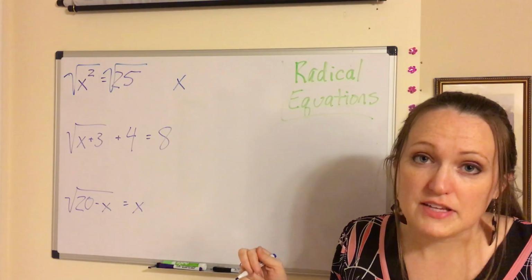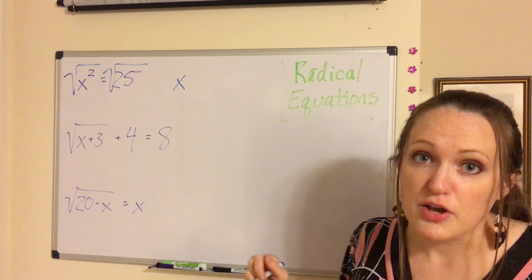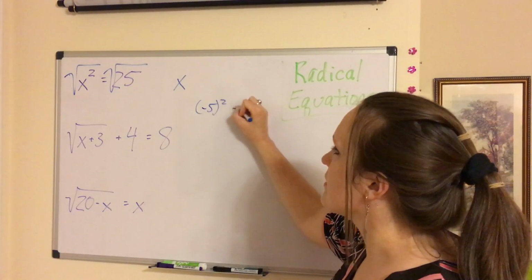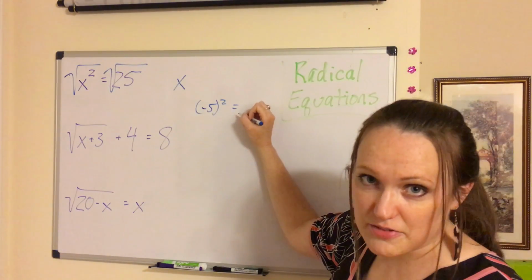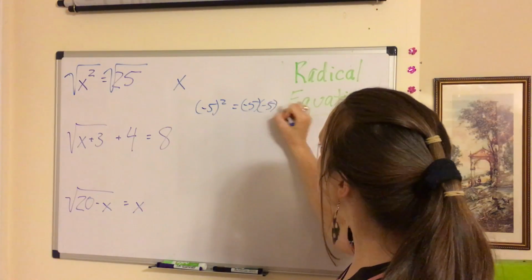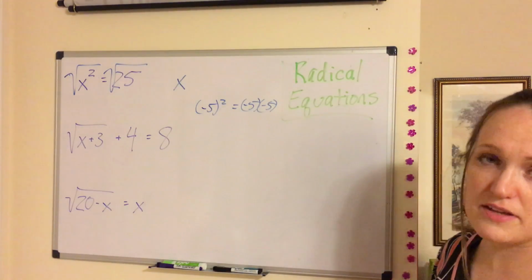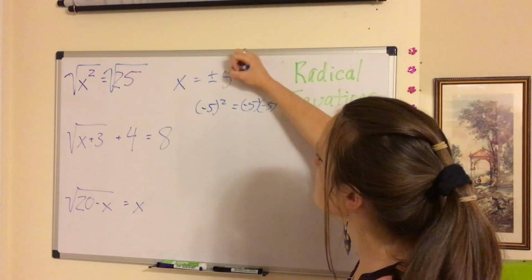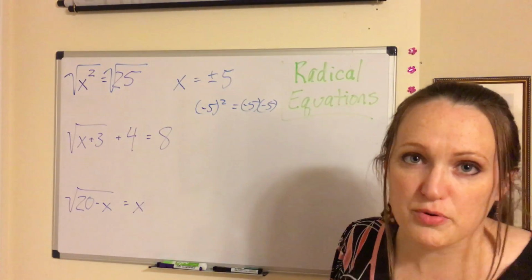Yes, it is 5. It is also negative 5. Why is that? Because negative 5, when you square it, negative 5 times negative 5, right? Don't forget. Also makes 25. So x is actually equal to plus or minus 5. Don't forget, you'll get points off on your quiz.